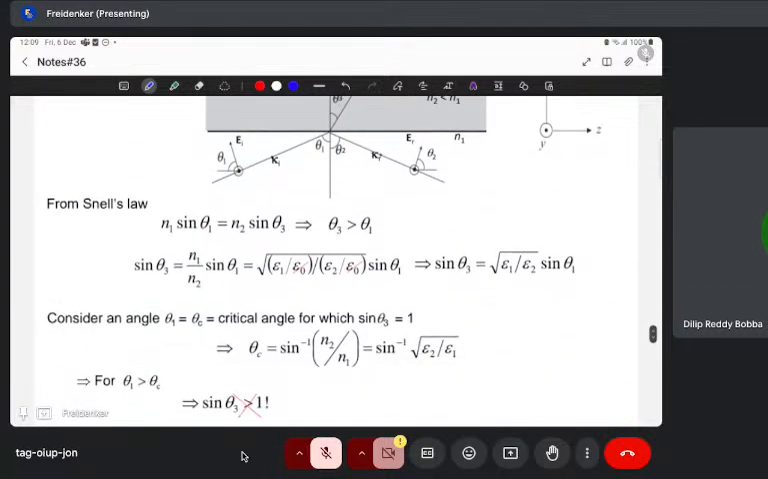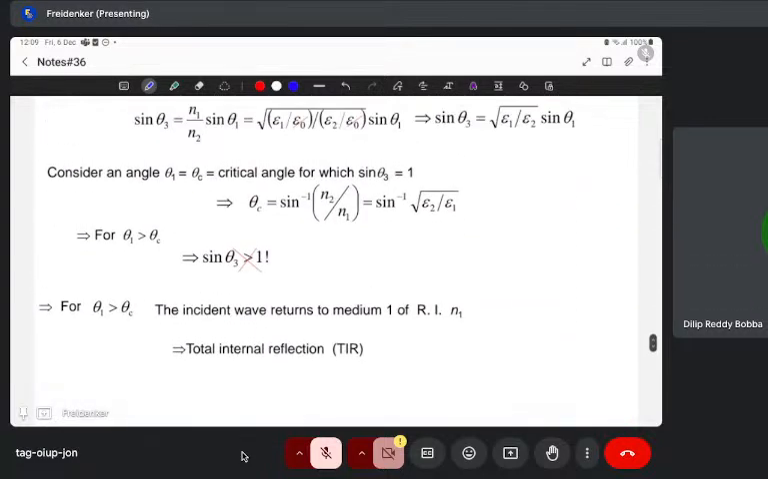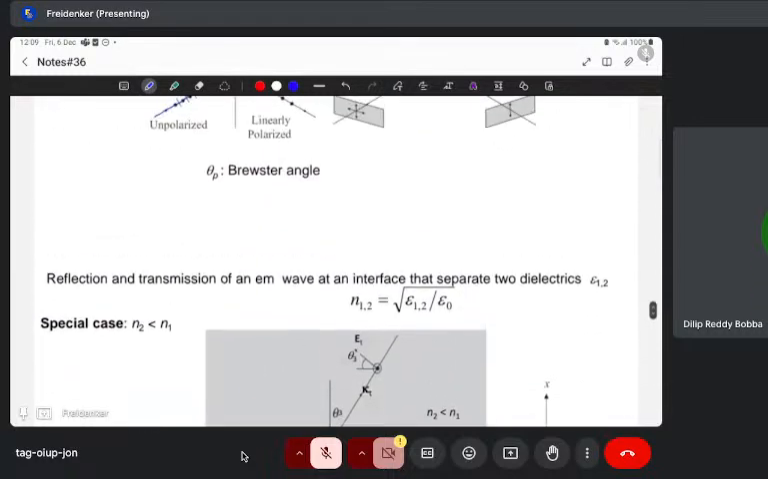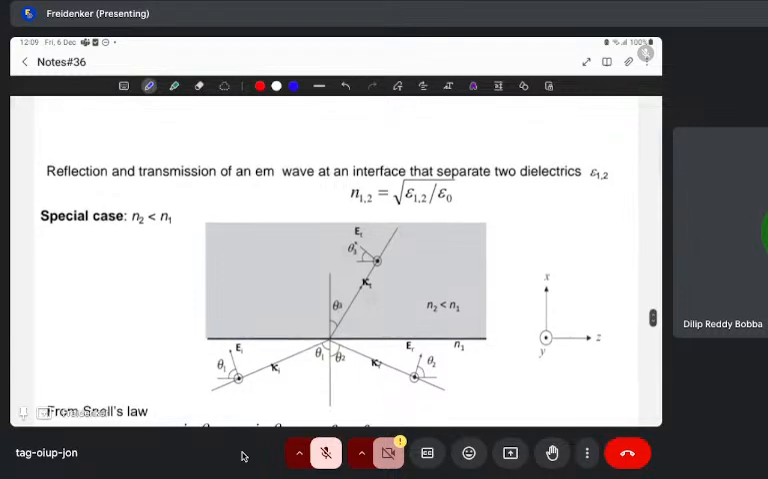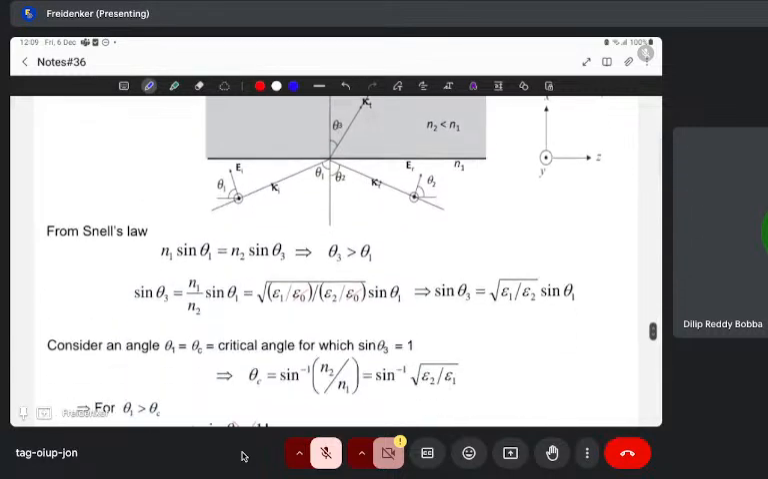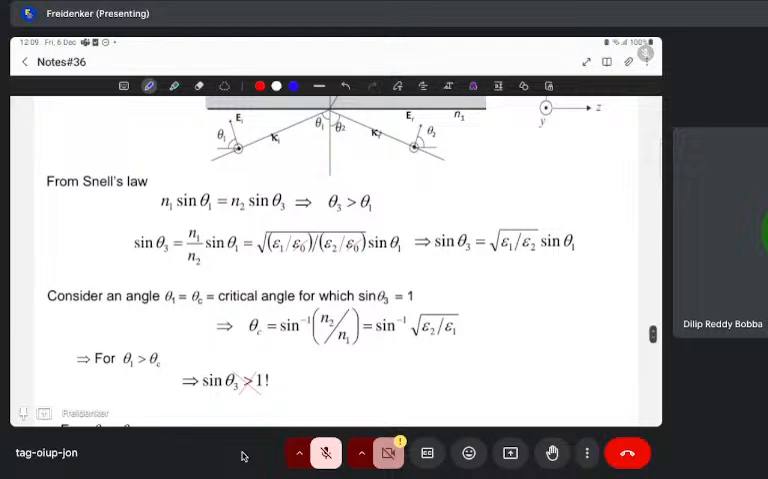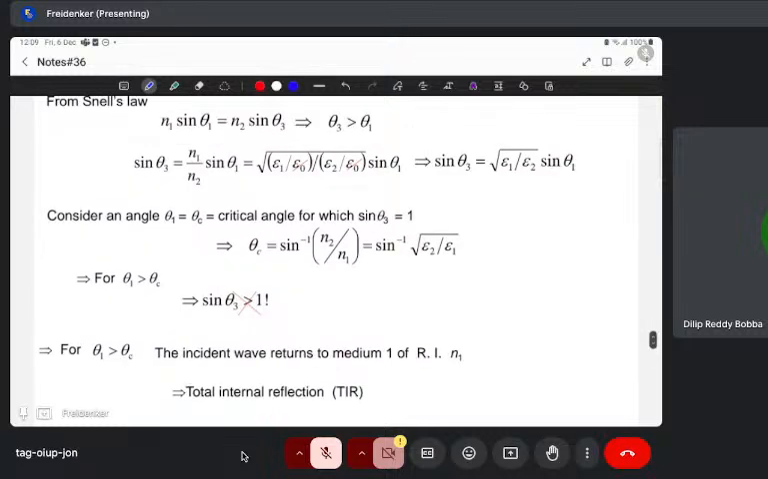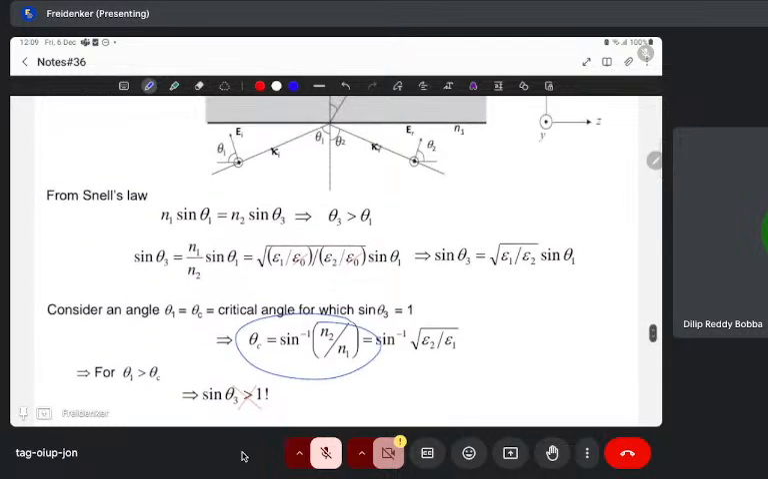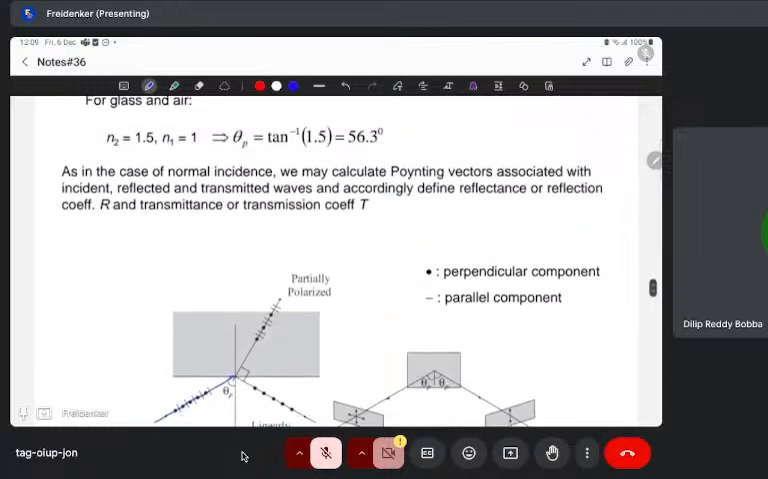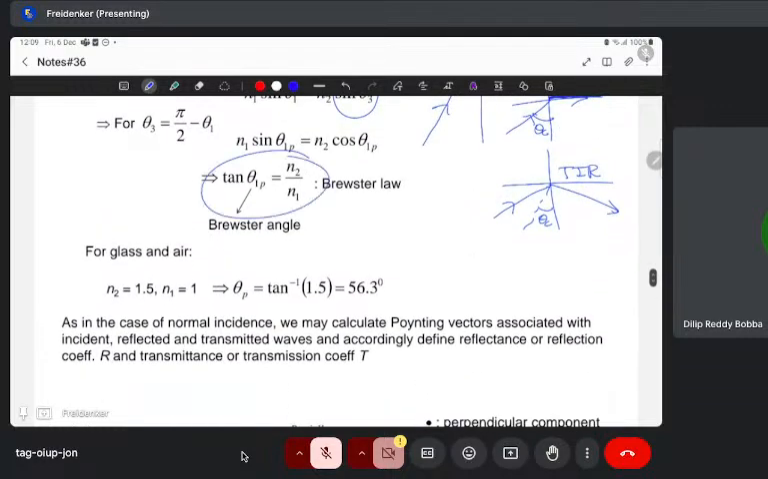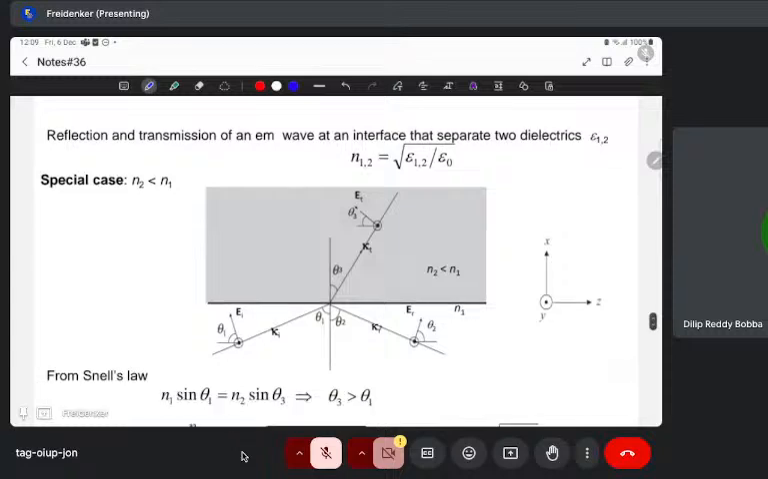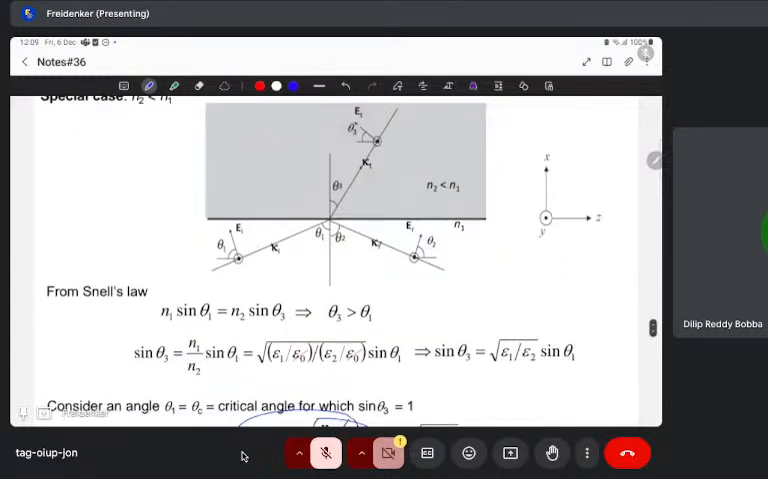I was like 10 minutes per slide, and what is this? Okay, critical angle got its mention over here. The last slide. So critical angle is sine inverse this one. Brewster's angle is tan inverse this one. Is that how it goes? Yes. Critical angle, I told you. This is the story here.